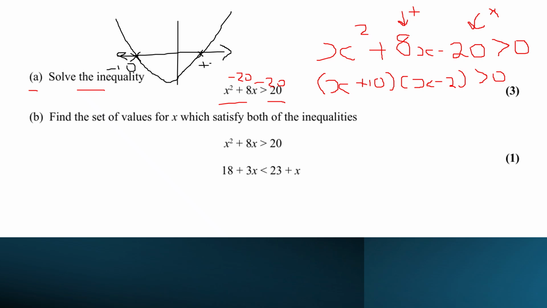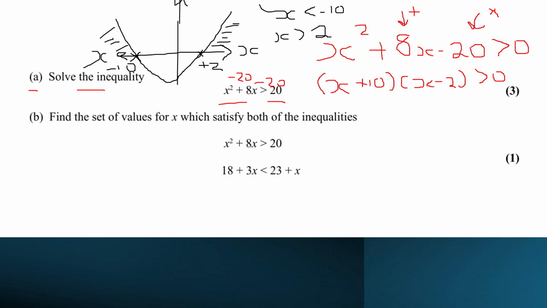So when is the graph greater than 0? In this case, when is it above the x-axis? It's above the x-axis in this region here, and in this region here. So the region that satisfies this inequality is when x is strictly less than minus 10 and also when x is bigger than 2. When x takes those values, that satisfies the quadratic inequality x squared plus 8x minus 20 being strictly bigger than 0. Bigger than 0 means, where is it above the x-axis?